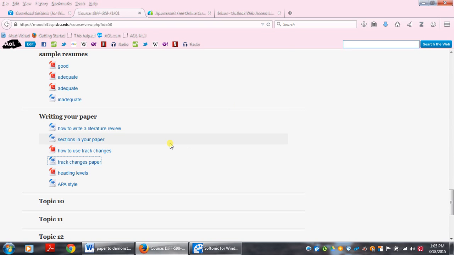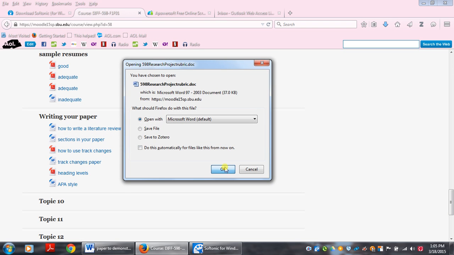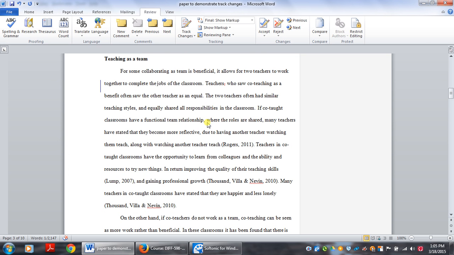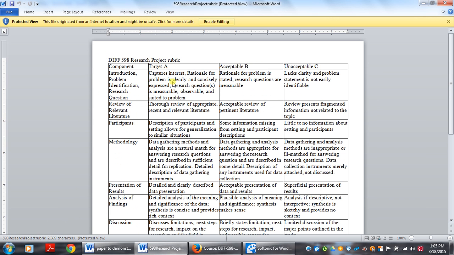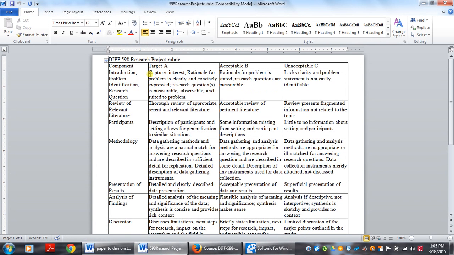In this clip, I'm going to explain to you what sections you need in your final paper. So if you click on this document that says sections in your paper, you will find the rubric for the research project. This is what you should be looking at while you are writing your paper, while you're finalizing it. You need your introduction, which is not labeled introduction. There should be an introduction there. And it tells you what you need to have there.